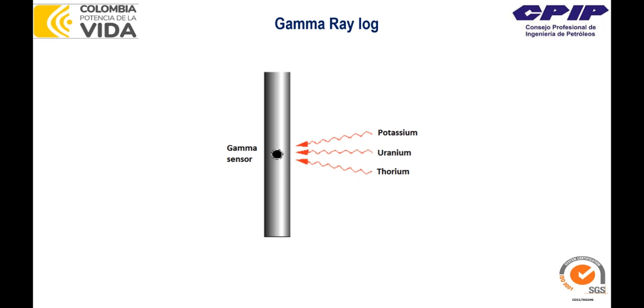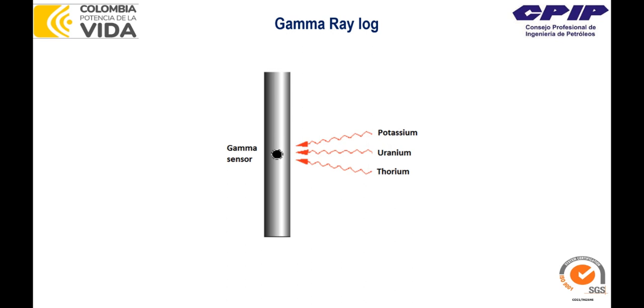So that's the simplest explanation of the gamma ray, right? It can demonstrate how much shale the formation has. The high gamma ray readings are in shales, and low gamma ray readings are in sand. So basically, identifying your lithology can be done simply with this gamma ray log.